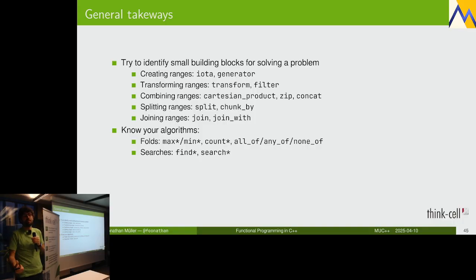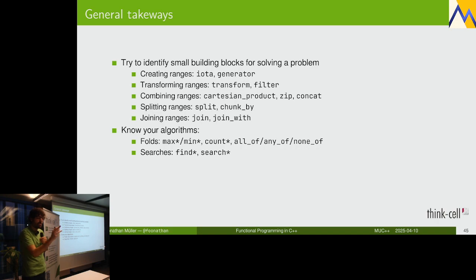to identify the small building blocks. I listed a couple of them here. To create ranges, use iota or generator. To transform, use transform and filter. To combine ranges, Cartesian product, zip, and concat are the way to go. To split ranges, so a single range into multiple ones, split or chunk by. To join them back together, use join. And then know your algorithms.